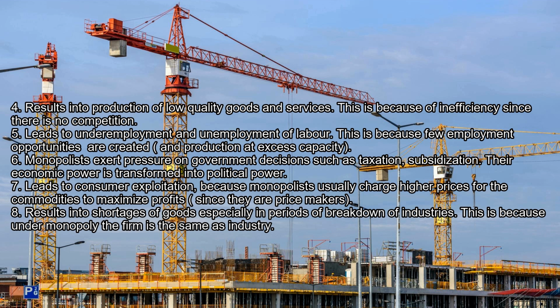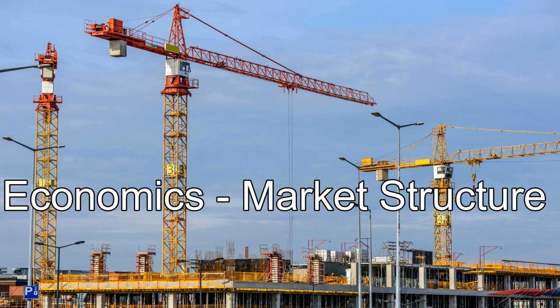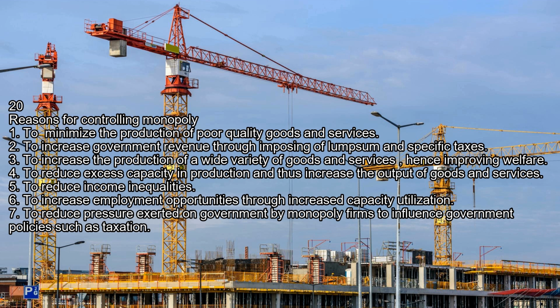This is because under monopoly the firm is the same as the industry. Economics market structure. 20. Reasons for controlling monopoly. 1. To minimize the production of poor-quality goods and services. 2. To increase government revenue through imposing of lump sum and specific taxes.